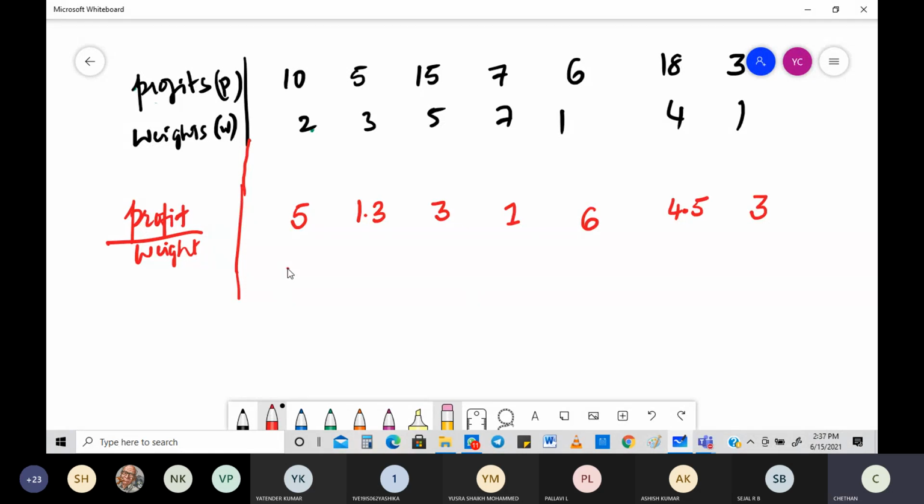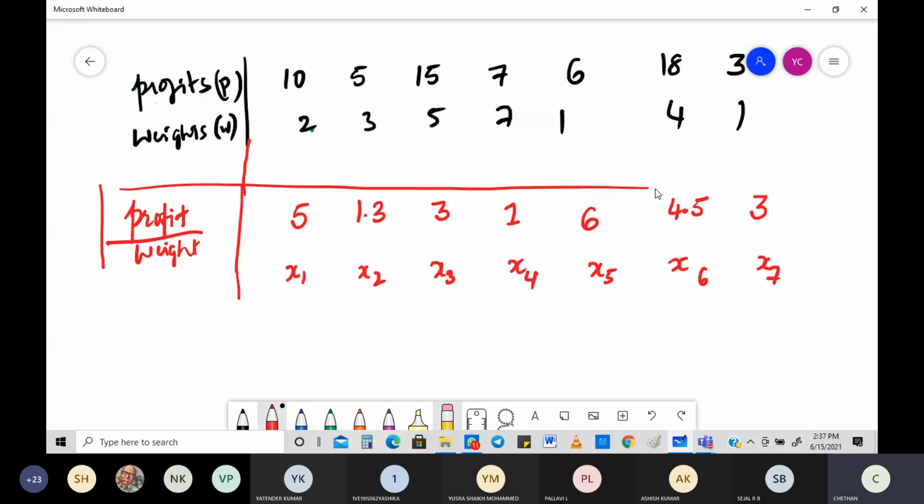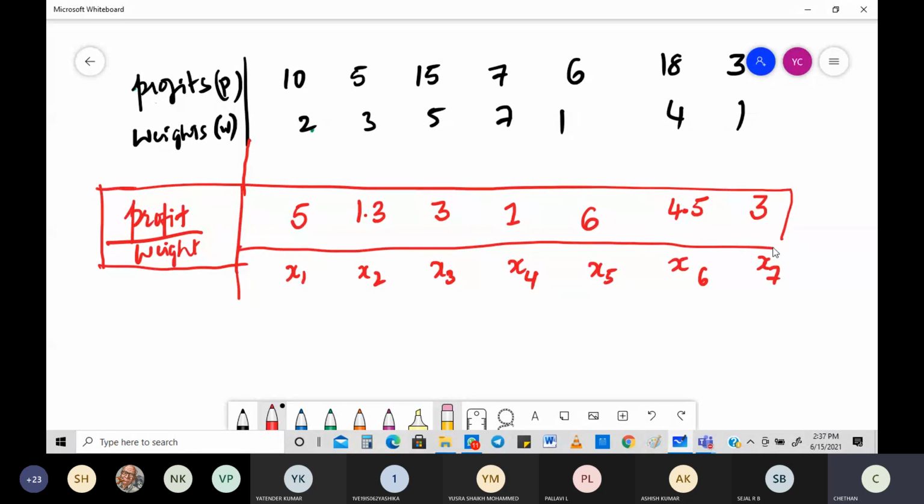What are these? These are objects 1, 2. Why am I writing x1, x2 and all? Just to generalize it. I'm writing the generalized form. So there are 7 objects. I'm going to write that like this. This is very important. This per unit profit, whatever you're seeing here, is very important.